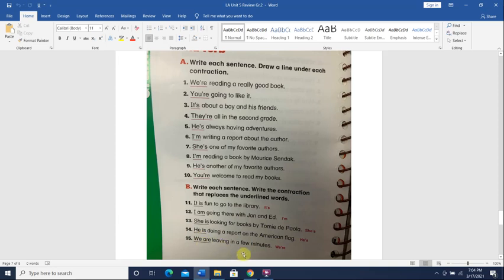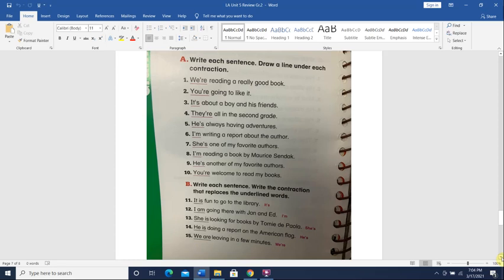We are leaving in a few minutes. We are will be we're. We write we, remove the A and put an apostrophe and then RE, we're. So that's it for the contractions.